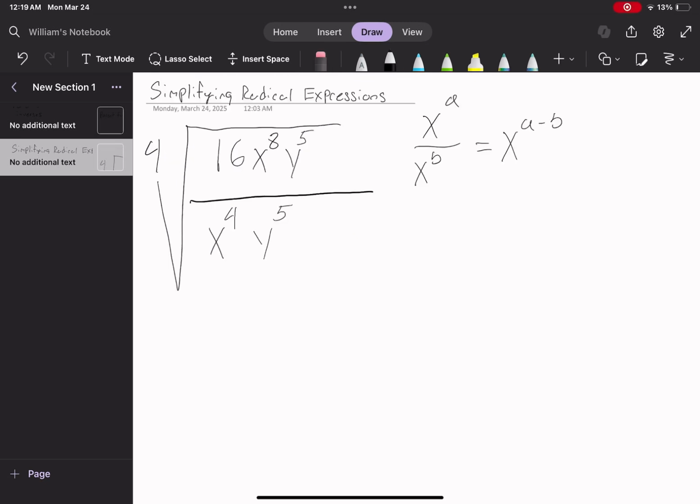And here we have a little bit of a different problem. We have to find the quartic root of 16 x to the 8th power y to the 5th power, over x to the 4th power y to the 5th power. And here we just need to know a basic exponent rule. x to the power of a over x to the power of b is equal to x to the power of a minus b.